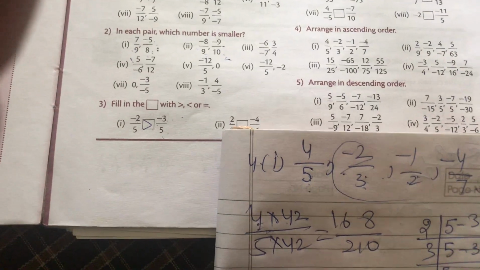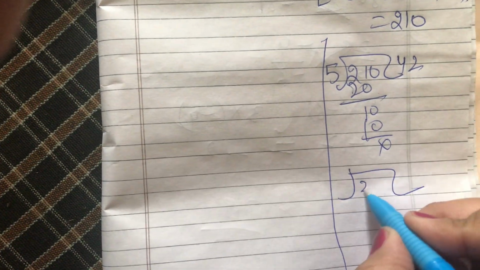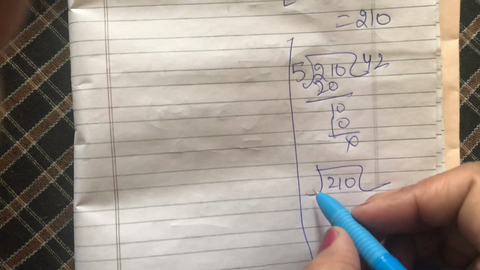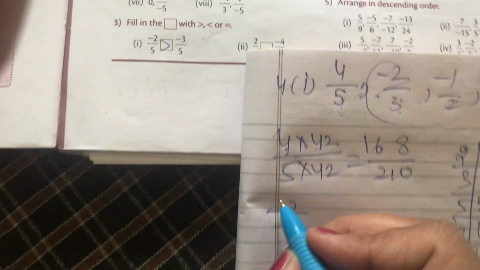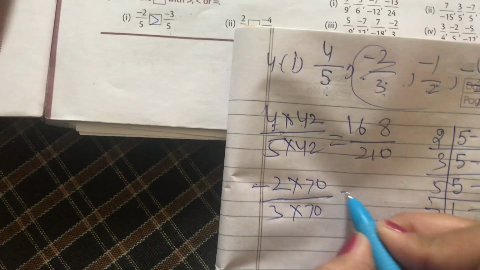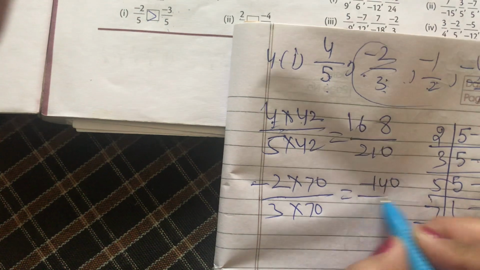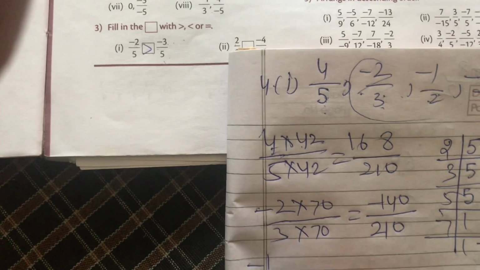Then the next number is minus 2 upon 3. Now we will divide 210 by 3. So 7 3s are 21, 0 will come here, 70. So 70 we will multiply with the numerator and denominator. So minus 140 upon 210. Then minus 1 upon 2.